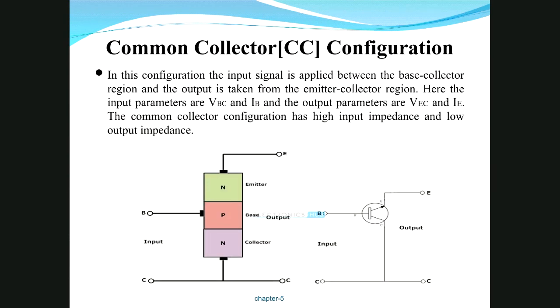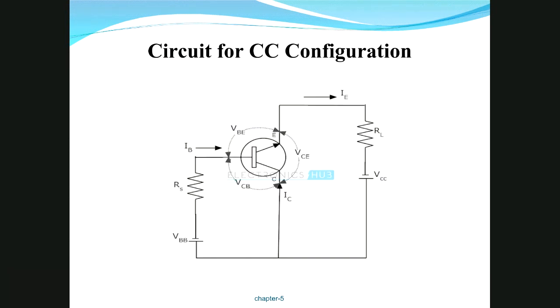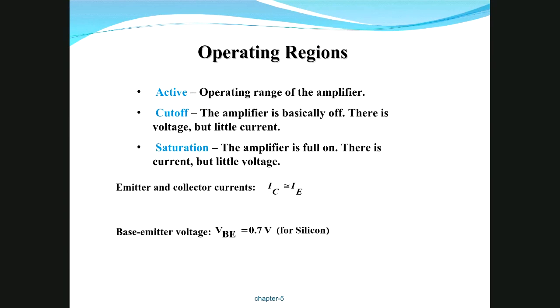Now common collector: if you understand the last two topics, the collector is there between input and output. We are not going to discuss much about this, but this is how a practical circuit looks. The collector is common, the input is between base and collector, and the output is between emitter and collector. As discussed earlier, the output characteristic has three parts: active, cutoff, and saturation. In cutoff, both junctions are reverse biased; in saturation, both are forward biased; and active is important, where input is forward biased and output is reverse biased.